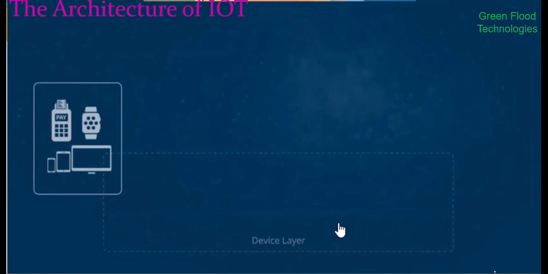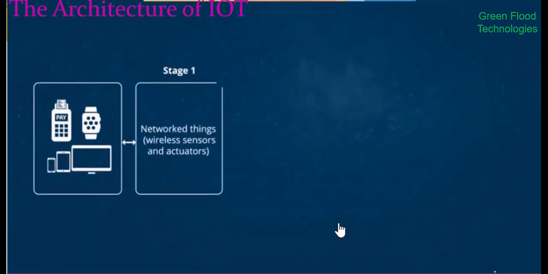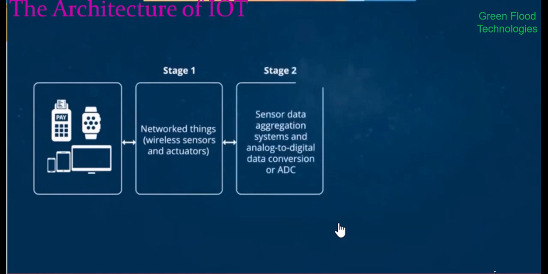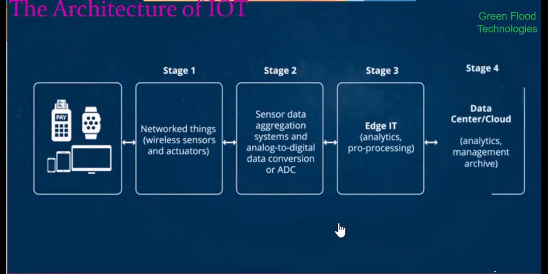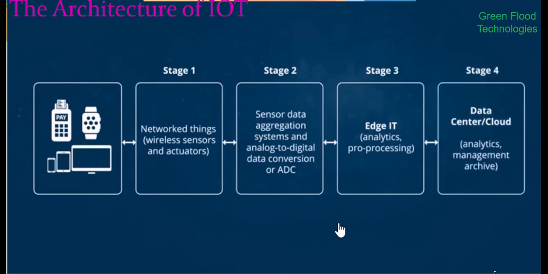A thing in the context of Internet of Things should be equipped with sensors and actuators, giving it the ability to emit, accept, and process signals. The second stage is the data acquisition system. The data from the sensors starts in analog and needs to be aggregated and converted into a digital stream for further processing. This stage performs the data aggregation and conversion functions.